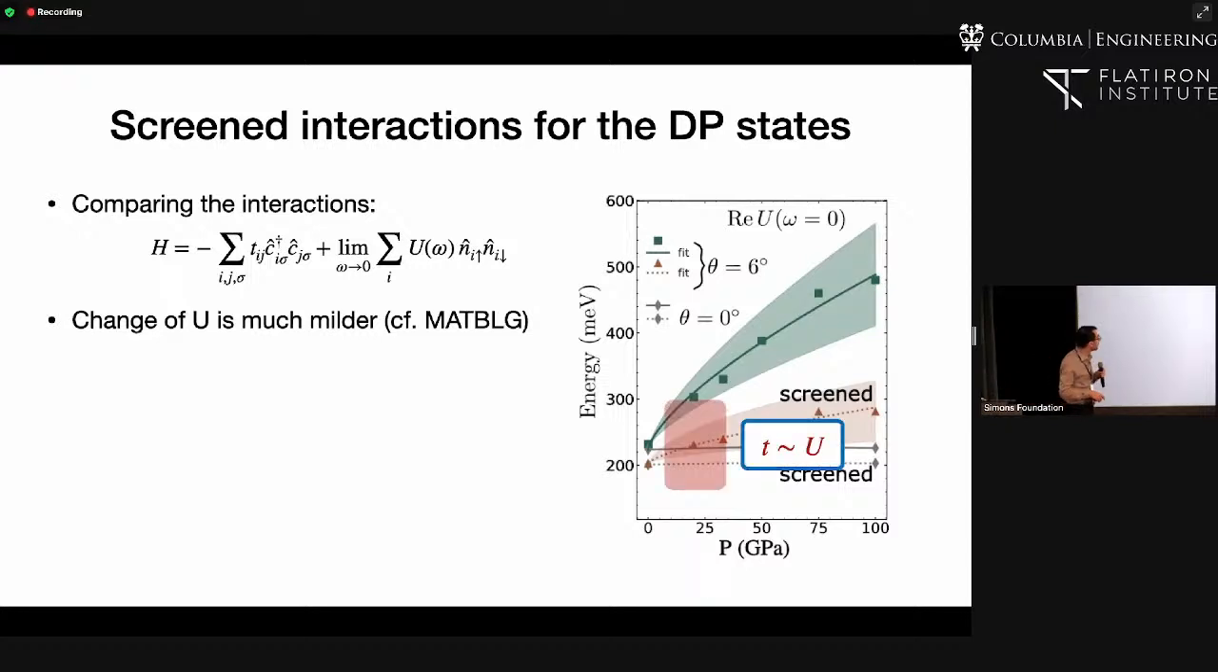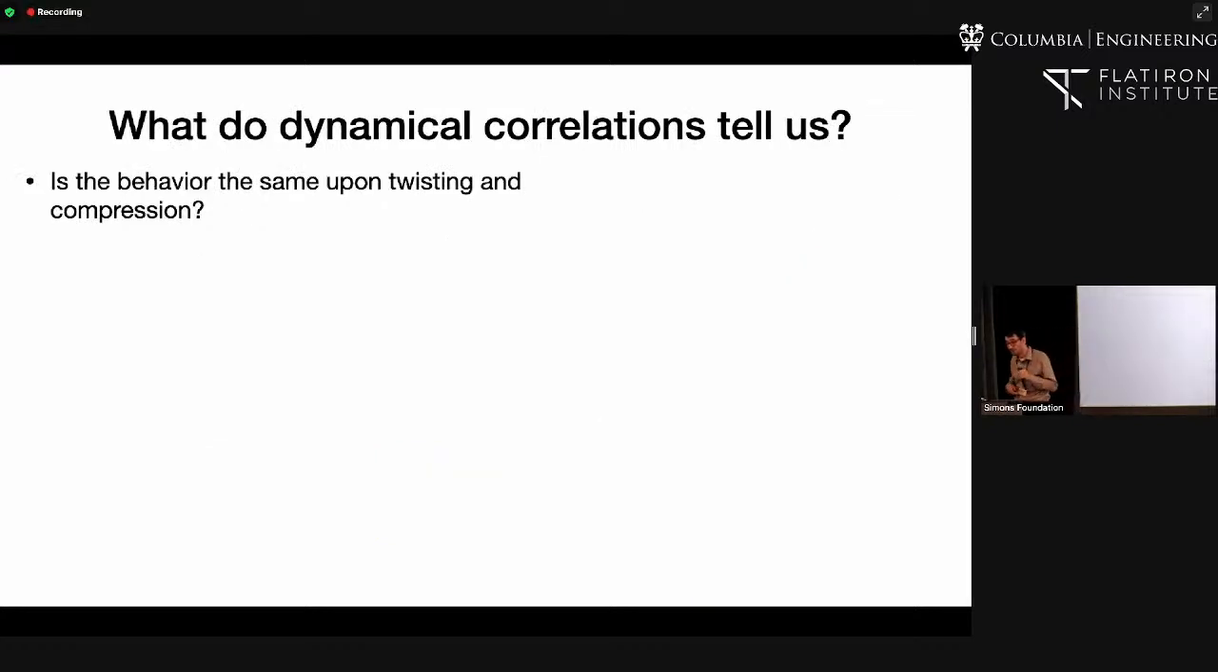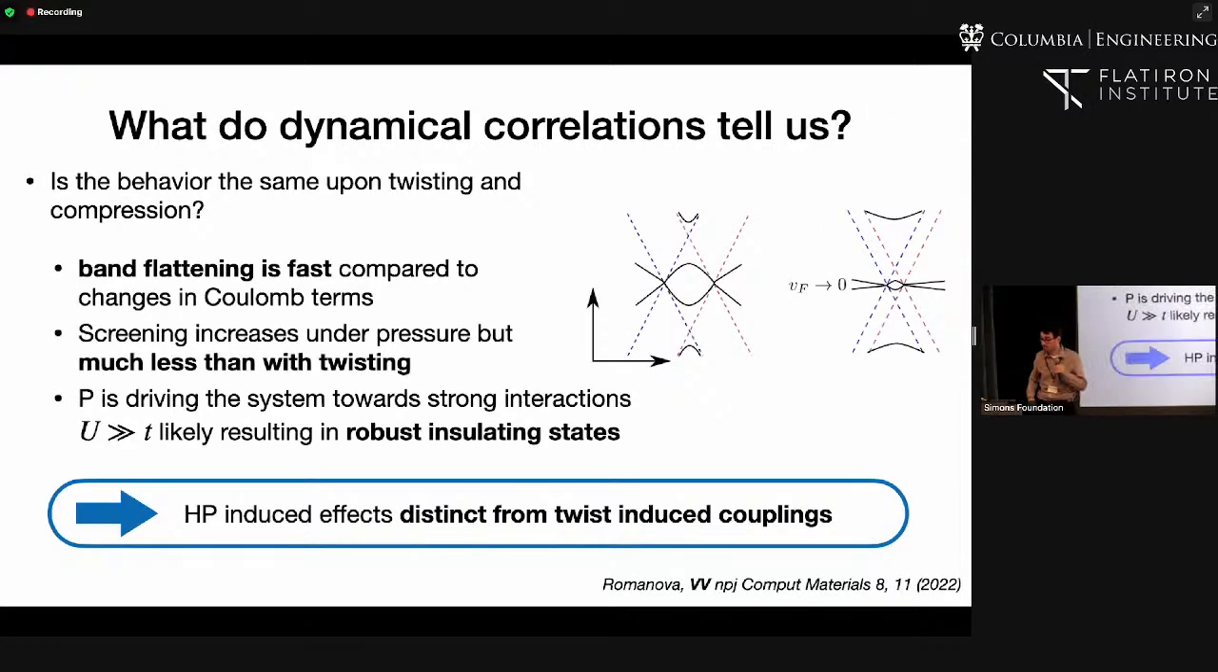In other words, for the flat bands region, where T roughly equals U, so around 25 to 30 GPa, we will really not see any kind of interesting physics. And for the regime where we have flat bands and strongly localized electrons, we have U over T roughly around 7, so a strongly insulating regime. The question was, is the behavior the same under twisting and compression? I will skip to the end and say, well, no, we don't think so. High pressure induced effects are very distinct from those induced by twist, and they probably favor those strong insulating regimes.